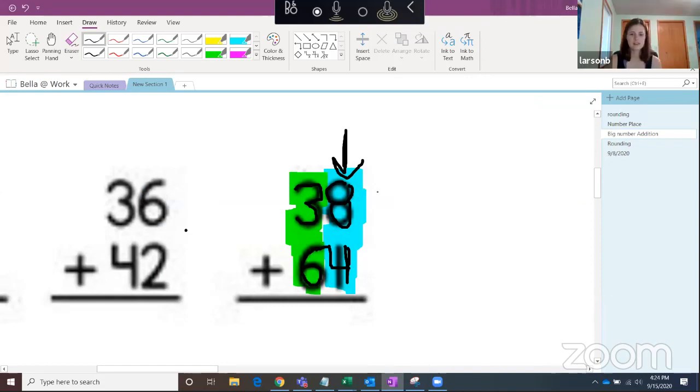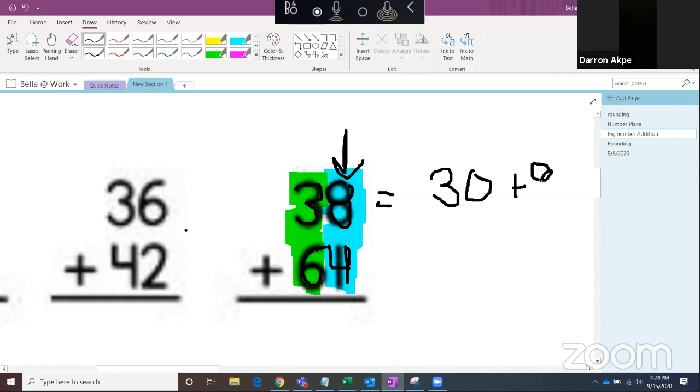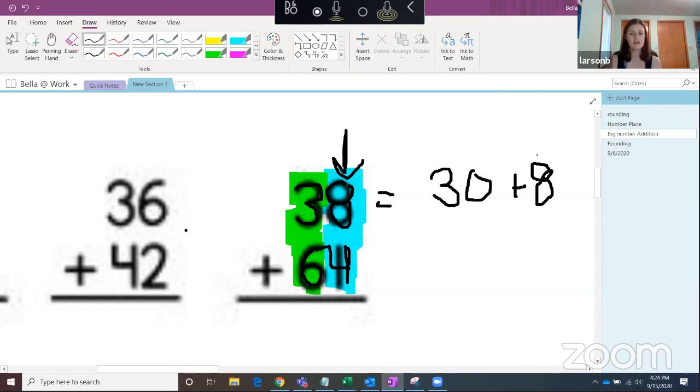Correct. So you can break up numbers by adding zeros. So for 38, you can change this to 30 plus 8. It's easy. So since we have 30 plus 8, we know that this is a 10 because it has a 0 at the end. So we know the 3 is in the tens place. And we have an 8 in the ones place.